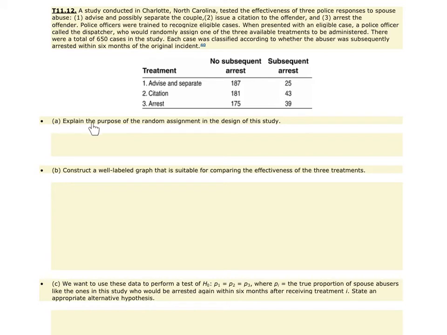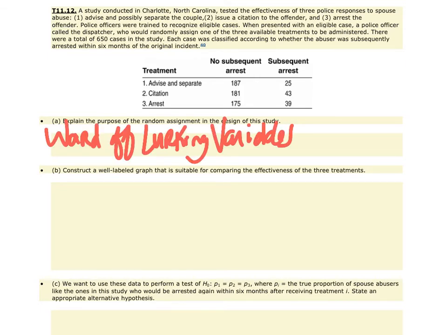Part A, explain the purpose of random assignment in the design of the study. This is basically a Chapter 4 review question, and the purpose of this is to ward off lurking variables. Remember, it is important to do the random assignment because if lurking variables are too powerful, they can confound with the response, and they would change the response from what would naturally happen. If you control for the lurking variables, then they can't confound, and in theory, they will not have an impact on the response variable that we're measuring.